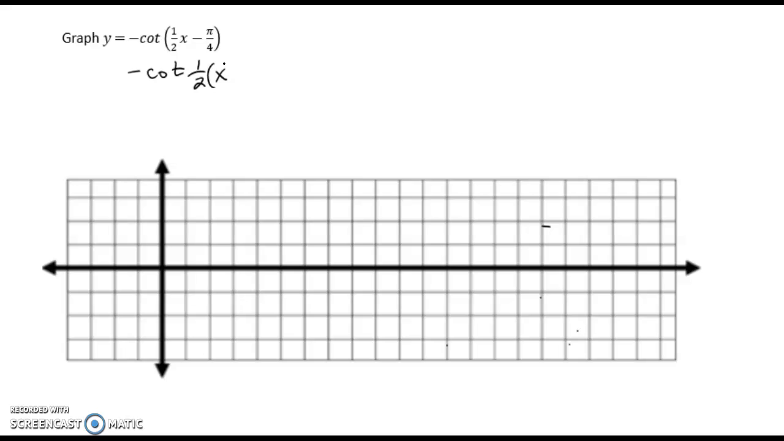And then you need to divide. To figure out what goes here, we're going to do pi over 4 divided by 1/2. Let's just squeeze that over here. Remember, when you divide fractions, you rewrite the top and multiply by the reciprocal. That gives you 2 pi over 4, or pi over 2 if we reduce.